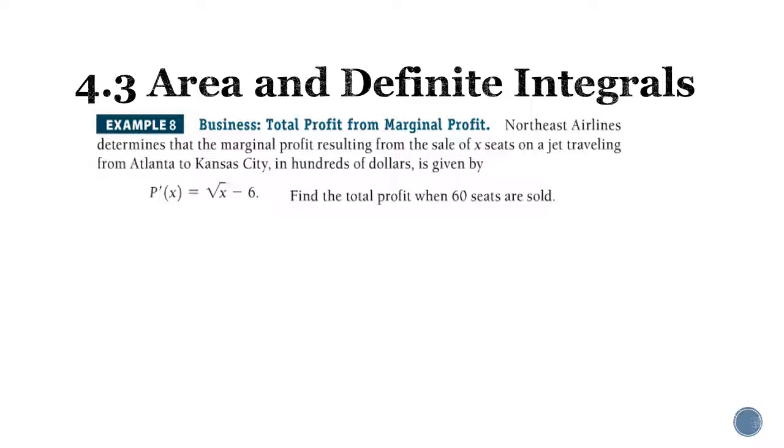Okay, now a word problem. Northeast Airlines has determined that marginal profit resulting from the sales of x seats on a jet traveling from Atlanta to Kansas City, in hundreds of dollars, is given by this function. Find the total profit when 60 seats are sold. So to go from marginal to total, we need to take the antiderivative, and we're going to figure that out for 60. Pause the recording, give it a try, and resume to check your answer.